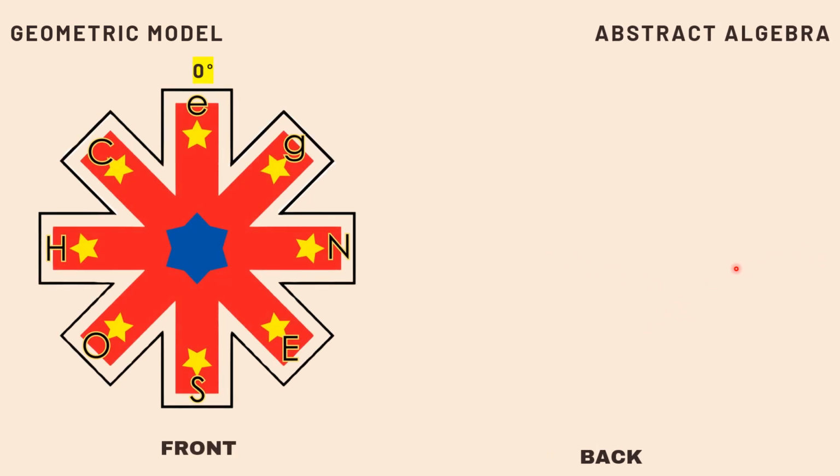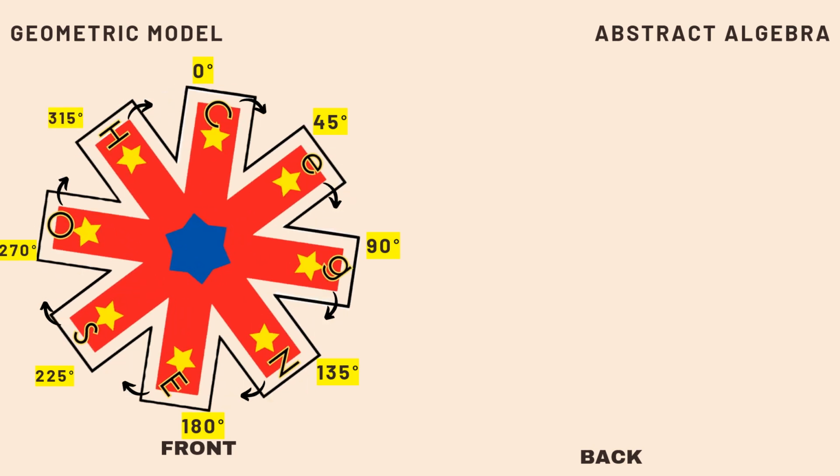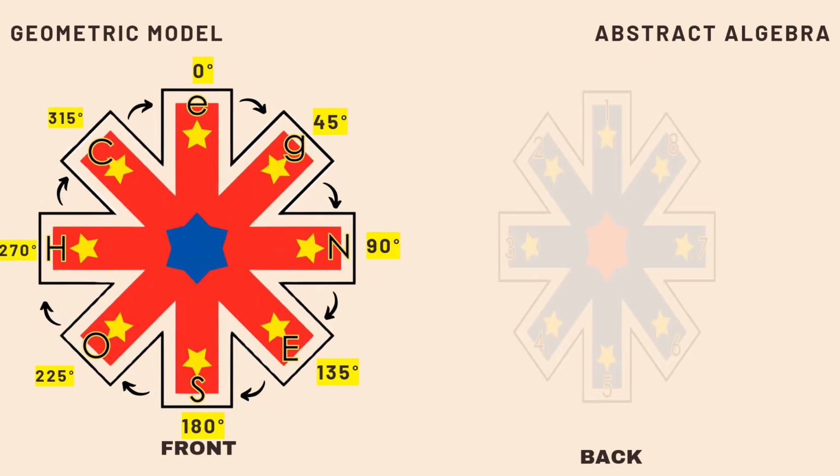So E, we have do nothing, rotate 45 degrees clockwise for G, rotate 90 degrees clockwise for N, rotate 135 degrees clockwise for E, rotate 180 degrees clockwise or counterclockwise for S, rotate 225 degrees clockwise for O, rotate 270 degrees clockwise for H, rotate 315 degrees clockwise for C.